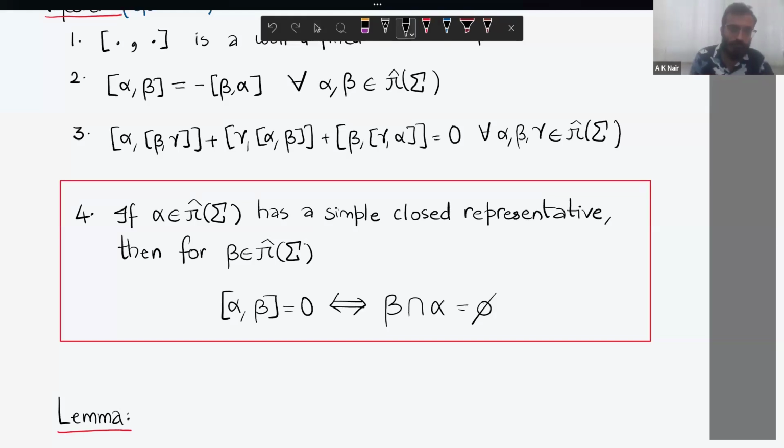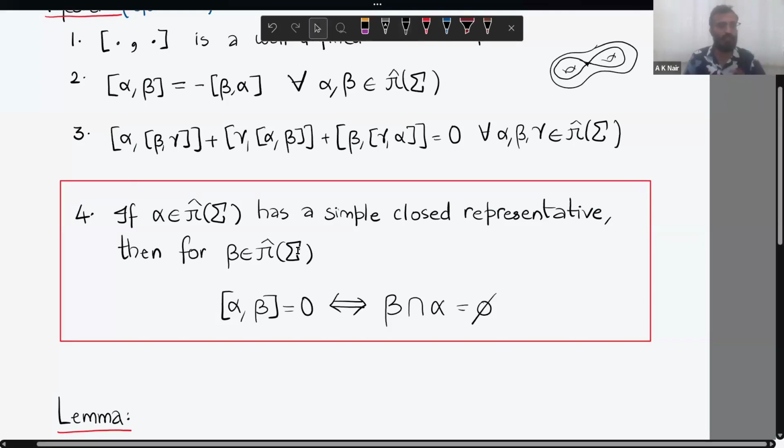So if you have a free homotopy class which has a simple closed representative, right? Not all free homotopy classes will have a simple closed representative. Like for example, this one, you cannot make it into a simple closed curve by any free homotopy. So let's say alpha has a simple closed representative. Then for beta, which can be closed, the Goldman bracket is 0 if and only if beta intersection alpha is null. That is, if you have a simple closed curve, any curve which has Goldman bracket 0 with that simple closed curve is actually disjoint from it.